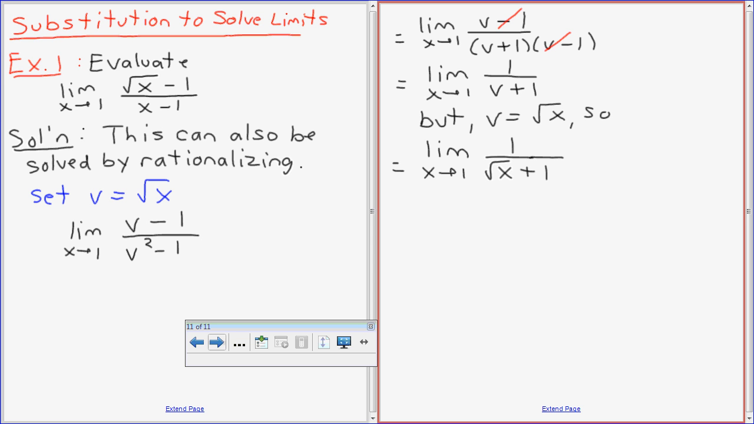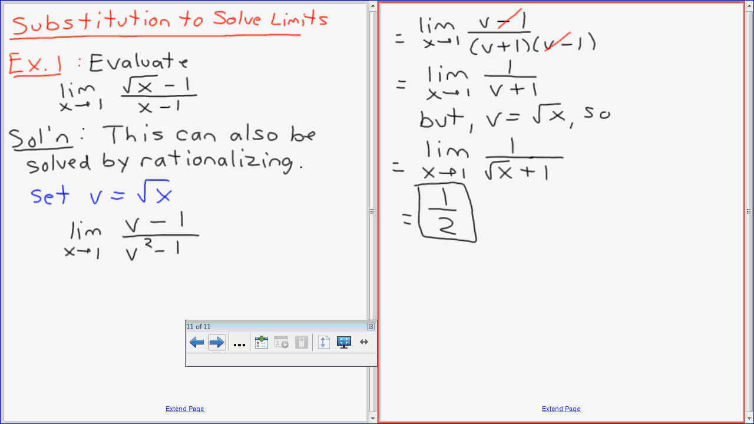Tanner, what's my final answer here going to be then? I'm going to substitute. Close, 1 over. Good. Okay, the root of x, because x is 1, right? So root of 1 is 1. 1 plus 1 is 2.